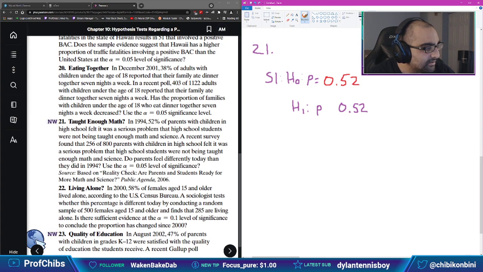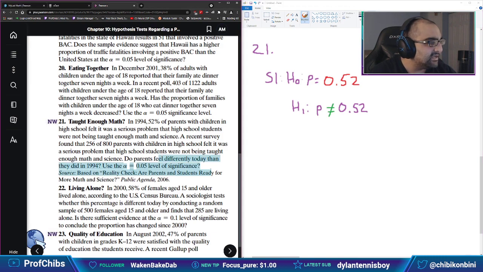Okay. So in this case, the correct answer is indeed not equal to. That's right, Bill. Absolutely right. Again, the dead giveaway here for not equal to is the last line. It says, do parents feel differently today than they did in 1994? So they don't say less than or bigger than 52%, but they say, do you feel differently? So not equal to 52%. Essentially what they're after here in this case.